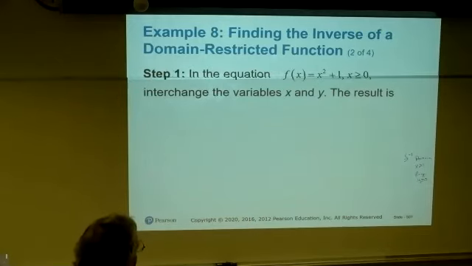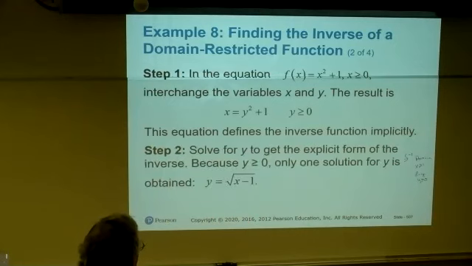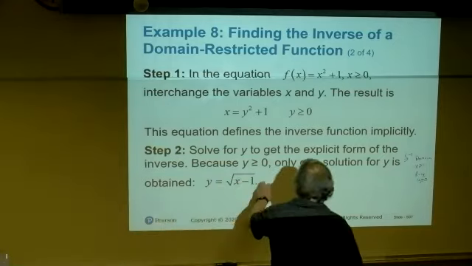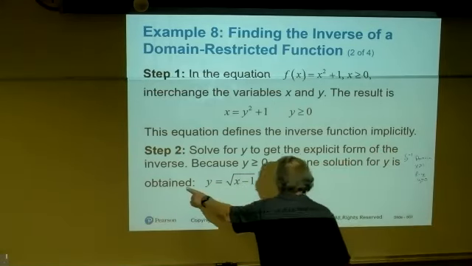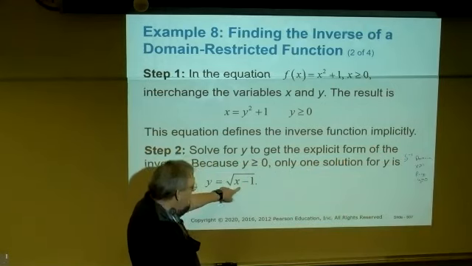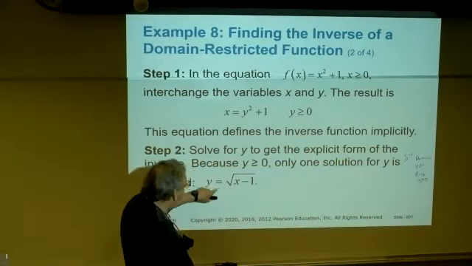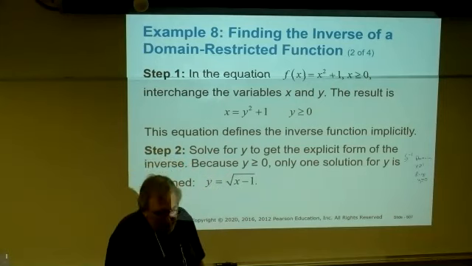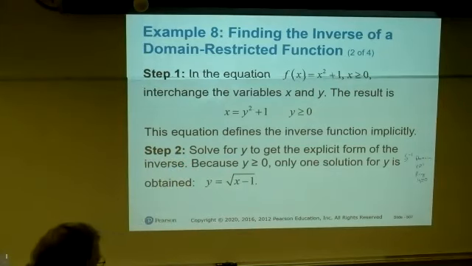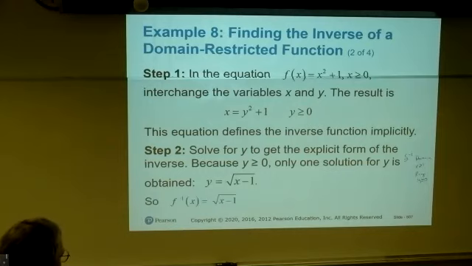In that equation, x has to be greater than or equal to 0, and so then we solve for y explicitly. Because y has to be greater than or equal to 0, only one solution for y is obtained, and that's the positive one, like I had already explained. They didn't go through the process of finding this like I did, so they have the same function there.